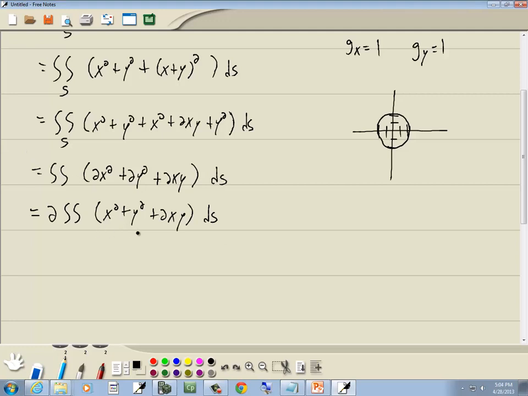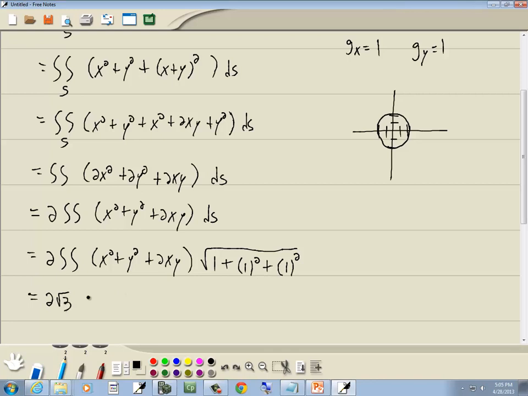Now, first off, let me go ahead and do this part. So we got x squared plus y squared plus 2xy, and then I put my square root of 1 plus a partial with respect to x squared, plus 1 squared plus partial with respect to y squared. Okay. Well, 1 squared's 1, 1 squared's 1, so all that is square root of 3, so I can put that out in front. So we've got 2 square root of 3.